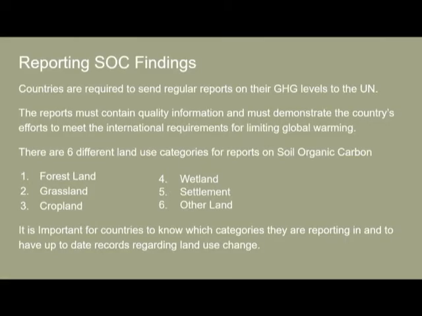Countries are required to send regular reports on their greenhouse gas levels to the United Nations. The reports must contain quality information and must demonstrate the country's efforts to meet the international requirements for limiting global warming. There are 6 different land use categories for reports on soil organic carbon: forest land, grassland, cropland, wetland, settlement, and other land types. It is important for countries to know which categories they are reporting in and to have up to date records regarding land use change.